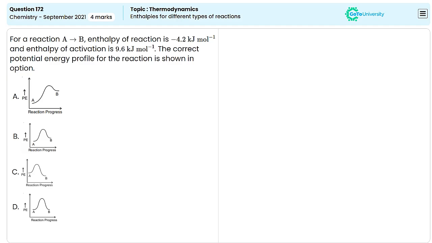The enthalpy change of a chemical reaction in which the reactant A is converting into the product B is given as minus 4.2 kilojoule per mole. The activation energy of the reaction is 9.6 kilojoule per mole, and we need to choose the correct potential energy diagram which denotes this particular reaction.